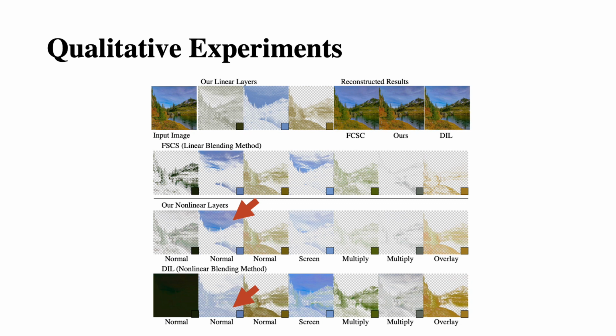This figure shows the results of the linear and nonlinear decomposition and the reconstructed images. For each image, both our method and DIL use the same blend modes and the same palette for nonlinear layer decomposition. DIL produced unrelated regions such as the mountain even though the blue palette color is given, while our method generates the soft layer in the region such as the sky corresponding to the blue palette.